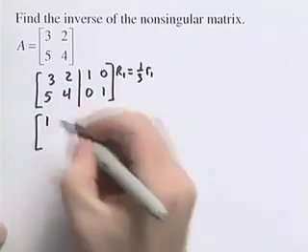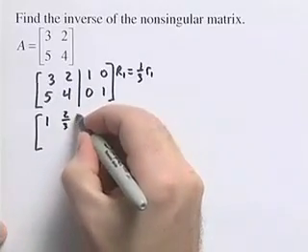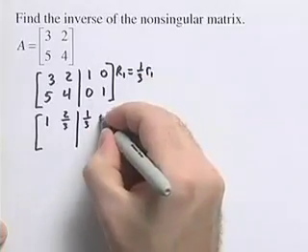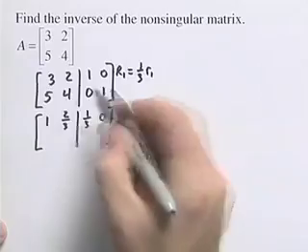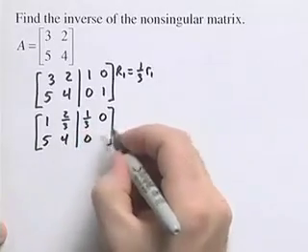1/3 times 3 gives us our 1. 1/3 times 2 is 2/3. 1 times 1/3 is 1/3. 0 times 1/3 is 0. And we haven't done anything to our second row, so we'll just rewrite that.